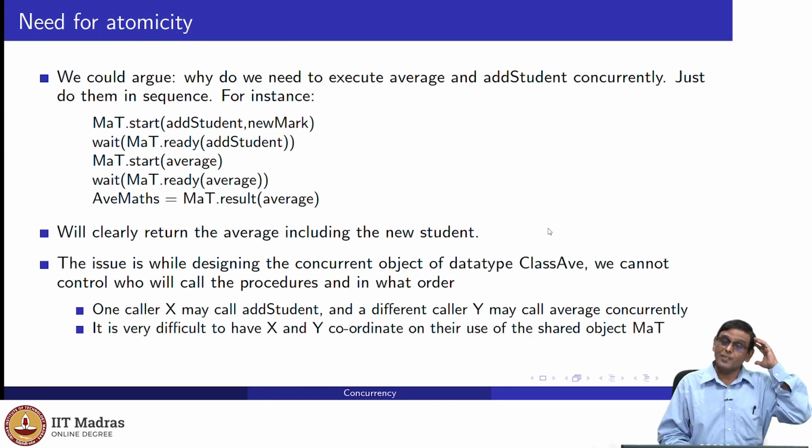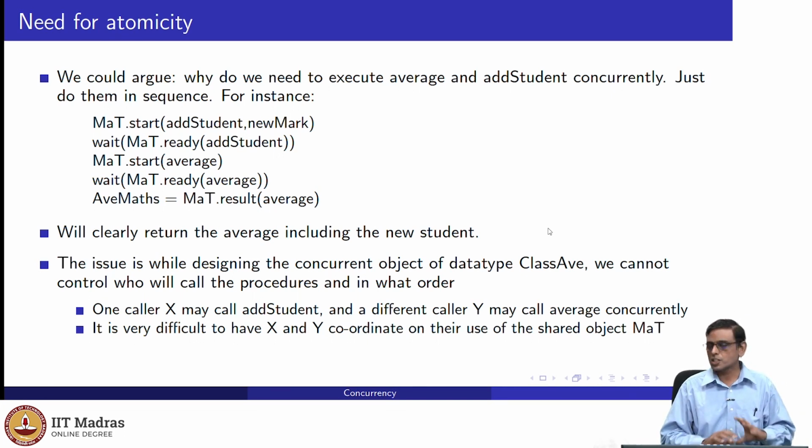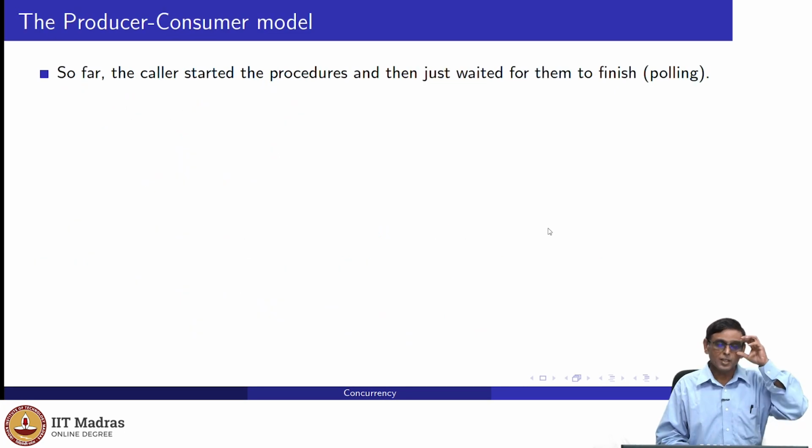So when we are doing concurrency, we have to think about all these possible cases that can come up and protect against all of them by making things atomic to the extent possible. Okay. Now I want to finally come to another model, which is called the producer consumer model.